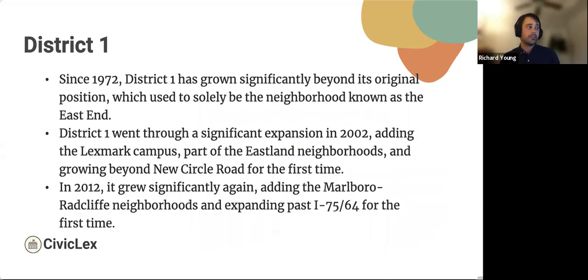Since 1972, District 1 has grown significantly beyond its original position, which used to solely be in the neighborhood known as the East End. So it was bounded in by North Limestone and Winchester Road, and then went right up to New Circle. District 1 went through a pretty significant expansion in 2002, adding the Lexmark campus and part of the Eastland neighborhoods, and then grew beyond New Circle Road for the first time, again in 2002. And then in 2012, it grew significantly again, adding the Marlboro Radcliffe neighborhoods and expanding past I-75/64 for the first time. So this is what District 1 has looked like over time.